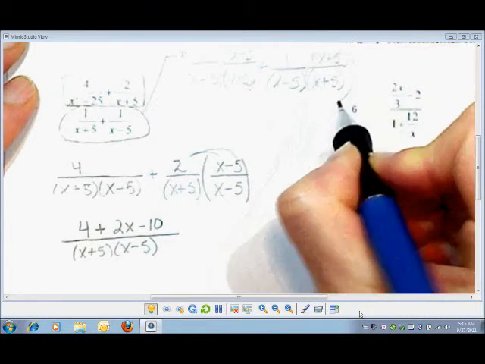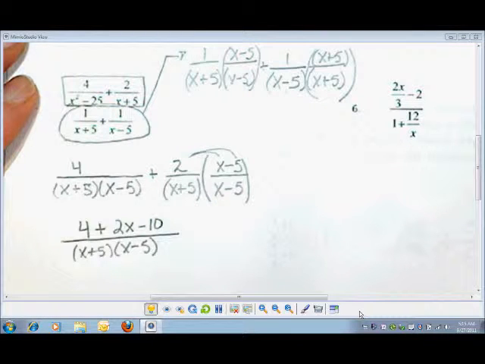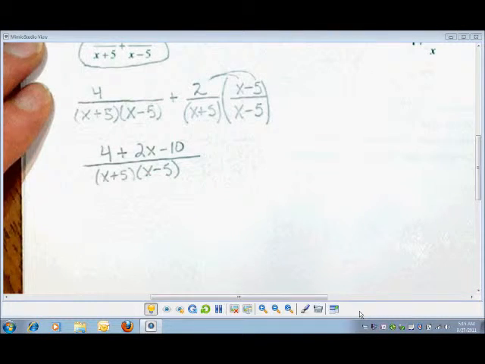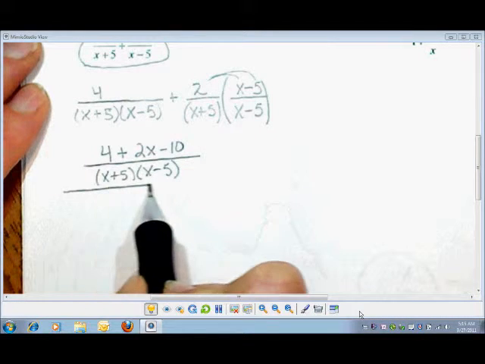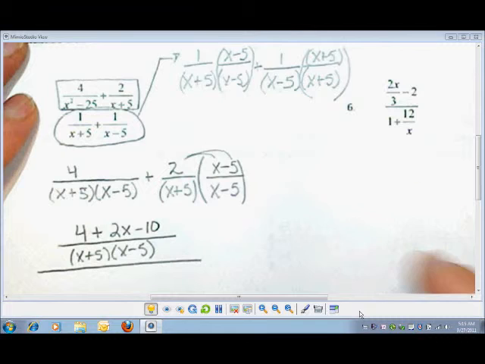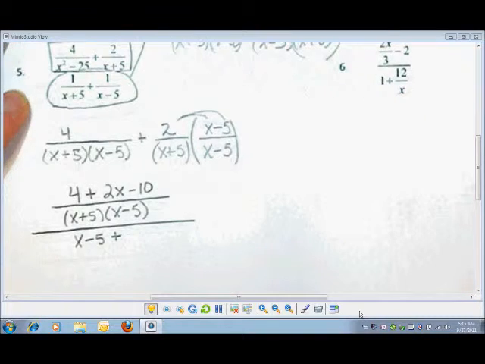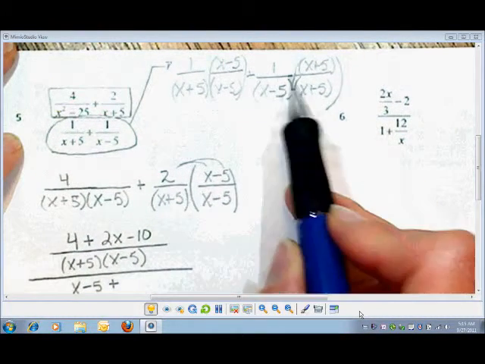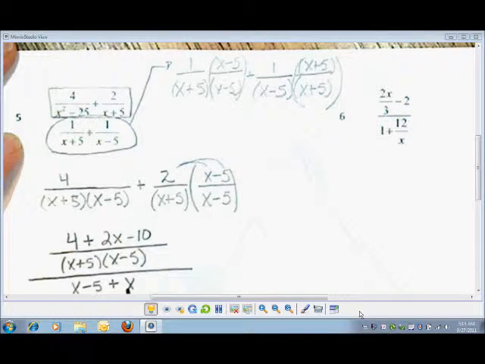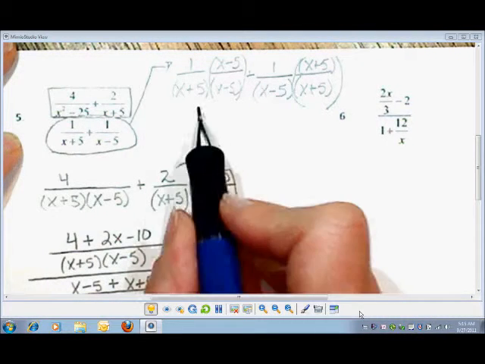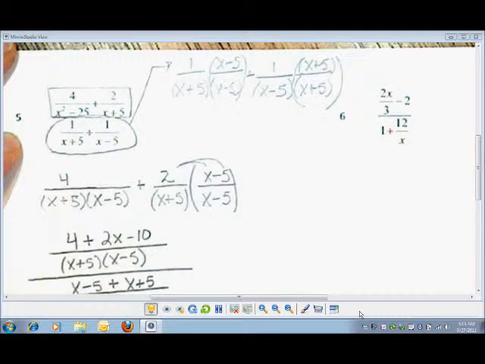There again, I multiply my fraction by the number 1, which means my denominator, which I'm now going to write down here, is x minus 5 plus 1 times x plus 5, which is x plus 5, all over my denominator, which is x plus 5 times x minus 5.